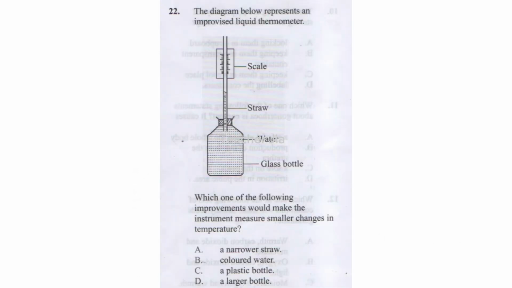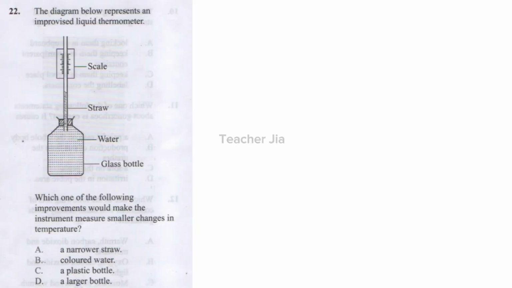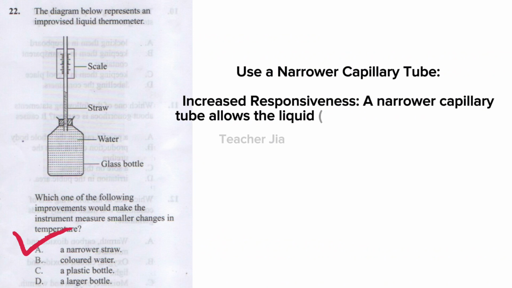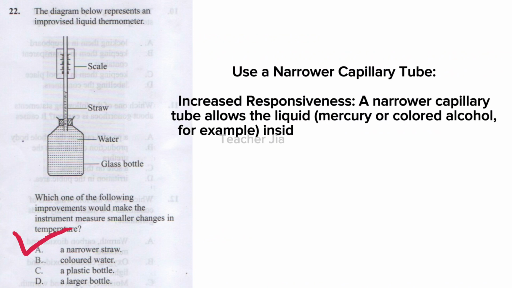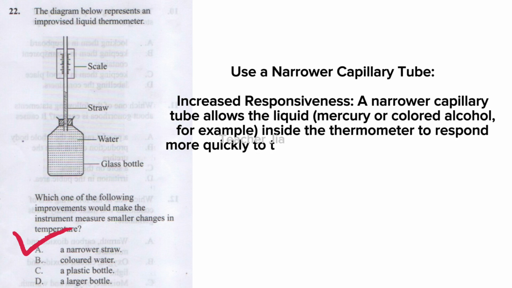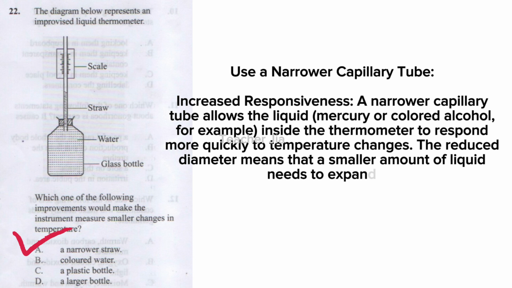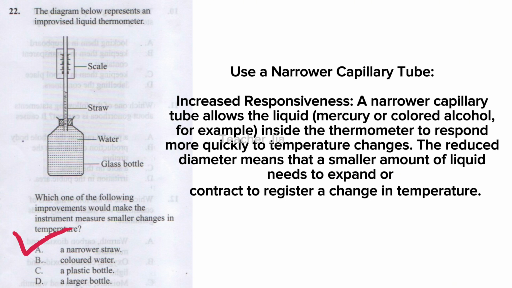The diagram below represents an improvised liquid thermometer. Which one of the following improvements would make the instrument measure smaller changes in temperature? Answer is a narrower straw, which is also termed as using a narrower capillary tube. This one increases responsiveness. A narrower capillary tube allows the liquid, which can either be mercury or colored alcohol, for example, inside the thermometer to respond more quickly to temperature changes. The reduced diameter means that a smaller amount of liquid needs to expand or contract to register a change in temperature. And that is our answer.